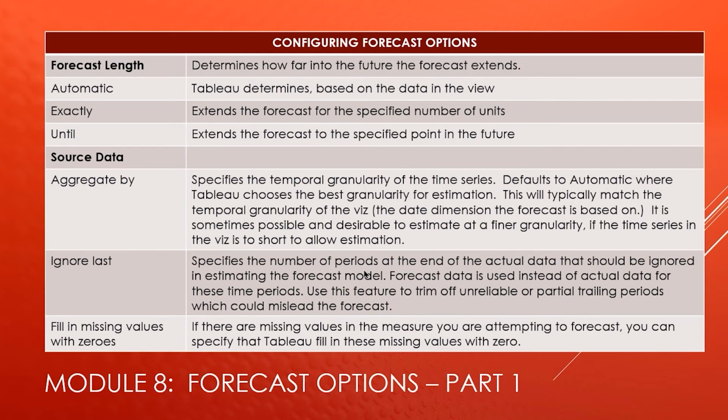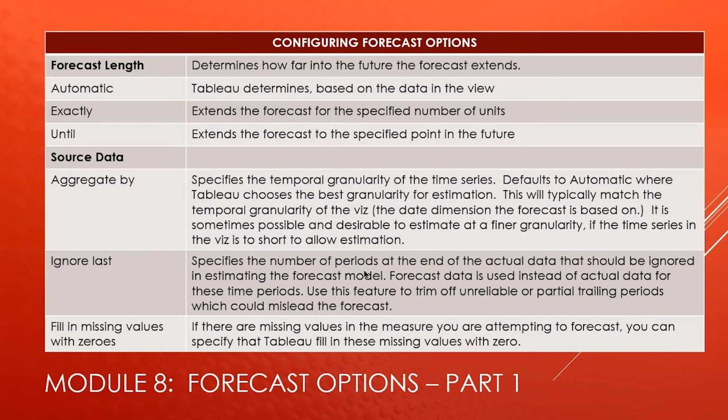And then you have source data options. Aggregate by specifies the temporal granularity of the time series. It defaults to automatic, where Tableau chooses the best granularity for estimation. This will typically match the temporal granularity of the viz, which is the date dimension the forecast is based on. It is sometimes possible and desirable to estimate at a finer granularity if the time series in the viz is too short to allow estimation.